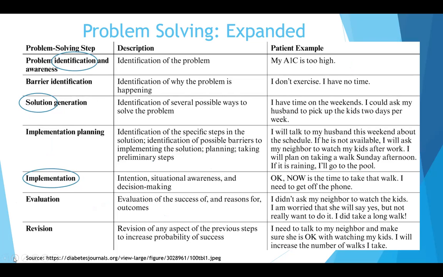So here in this particular patient example, we've got a person whose A1C level is too high. So we look at, what are some of the barriers there? Well, I don't exercise. I have no time. Okay, so does that ring a bell with anyone else? That's a common barrier when we look at elevated A1C levels. So what are some solutions? So what are some of the possible ways to solve this problem of not exercising?